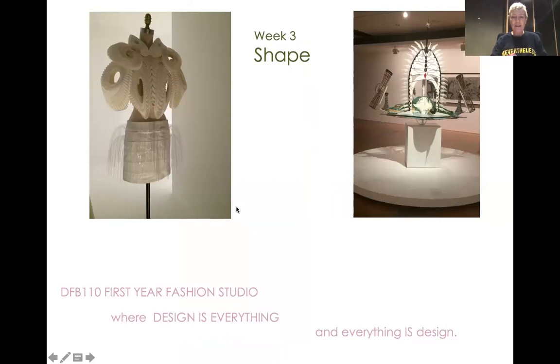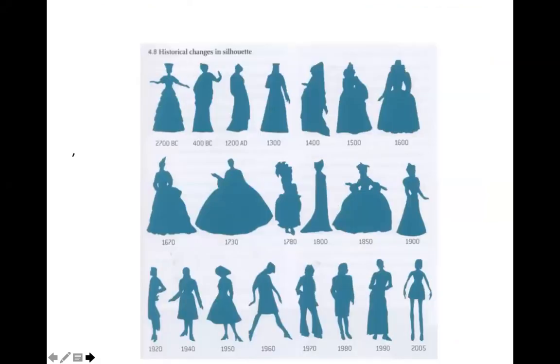Shape in fashion. So here we have a diagram of a whole lot of silhouettes, definitely not all of them, but a whole lot of silhouettes through the whole history of dress, not just Western dress, but for example, this first one is an Egyptian silhouette. And then we go through and we can see the shapes changing, because if you only look at the shape, it's very easy to see the changes in a very simplified way.